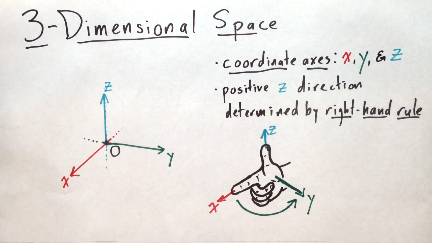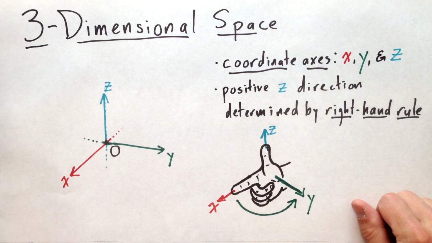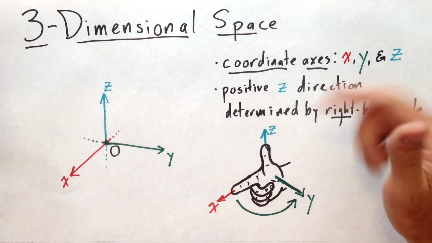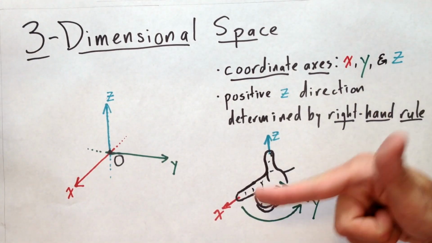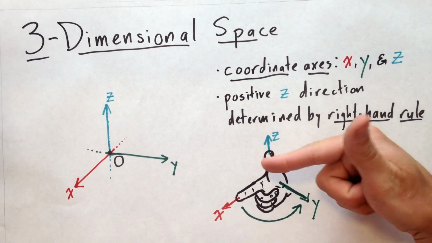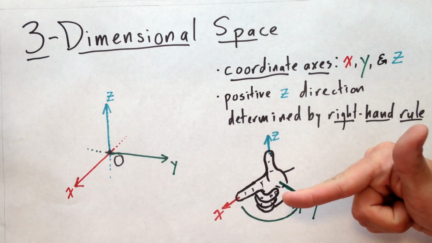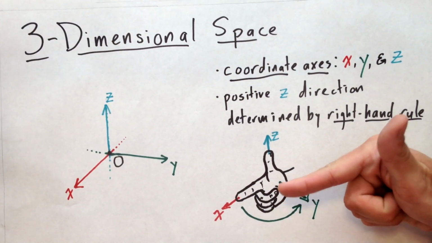But in fact, let me describe the right-hand rule as a way of determining the positive directions for all three axes. So what we're going to do is take your right hand. Here's a drawing of a right hand, and you stick out your finger. You're like, hey, check that out. Look over there. You're cool. Okay. And my pointed out index finger is going to be my x direction, my positive x direction.